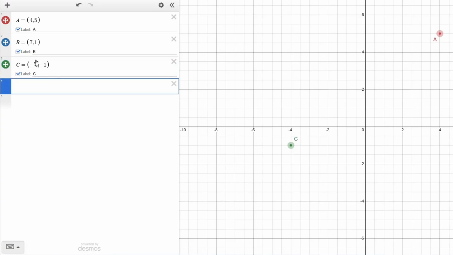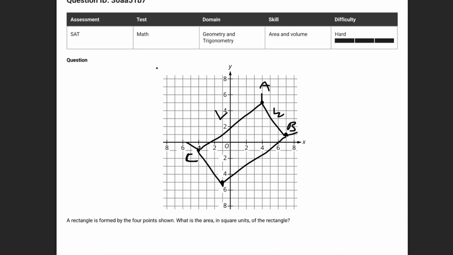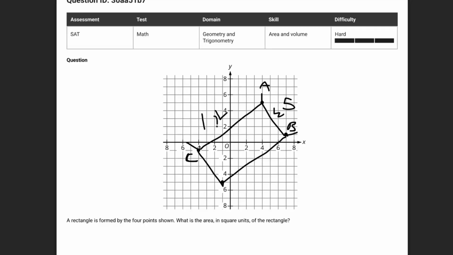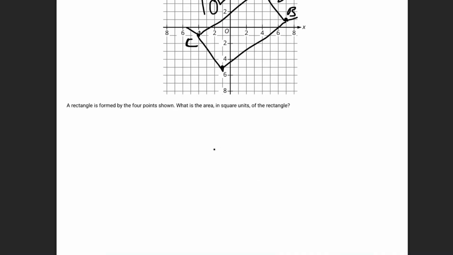All right, now what we can do is use the distance function like we've done before. Find the distance between A and B, because that would give you your width, and it's 5. Let's just label that 5. And then the distance between A and C gives you the length, 10. So the area, length times width, 5 times 10 is just 50. That would be your answer.